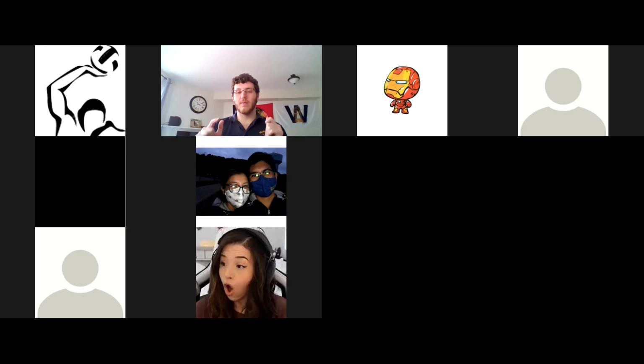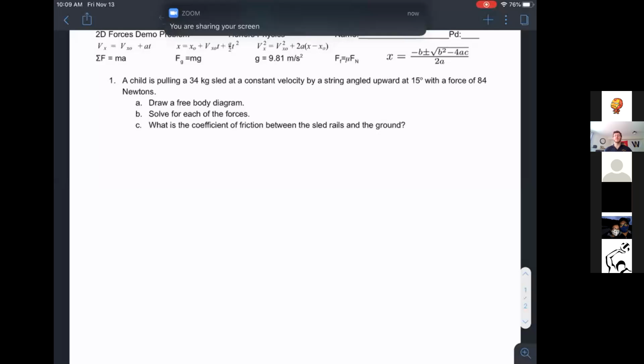All right, then what we are going to do today is go through 2D forces. When we're talking about 2D forces, what I'm really saying is that there is some angle, so we're going to have to do components in the X and the Y direction. In this case, our angle is upwards at 15 degrees, so we are going to have something moving with that angle.